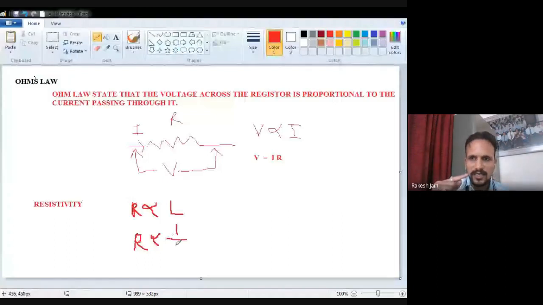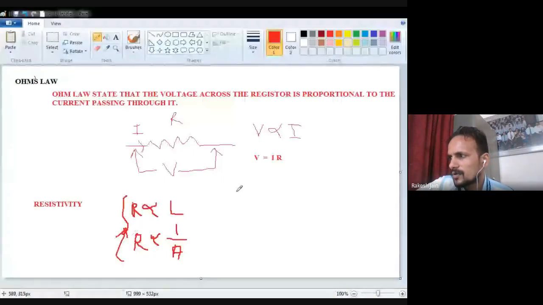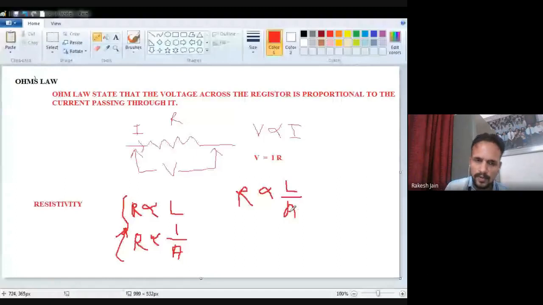Resistance is proportional to the length of the resistor. Resistance is inversely proportional to the cross-sectional area of the resistor. So these are two rules. Now when we combine these two things, R is proportional to L and R is proportional to 1 by A. It means R is proportional to L multiplied by 1 by A, that is, R is proportional to L by A.